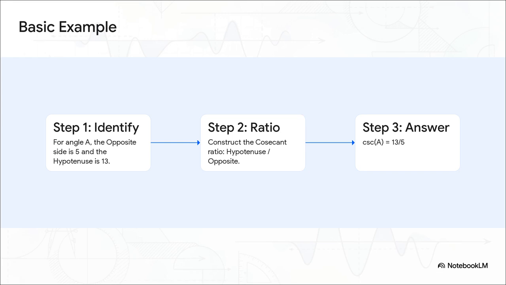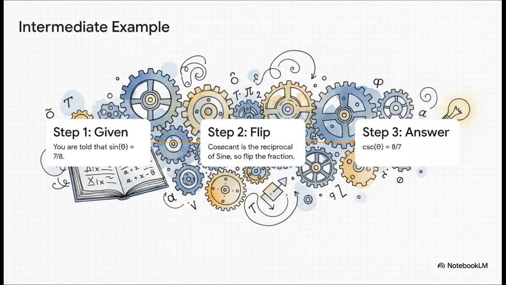So, let's take a look at this first example. Super straightforward. We need the cosecant of angle A. First step, find our sides. From angle A's perspective, the opposite side is 5 and the hypotenuse is 13. Next step, build the ratio. Cosecant is hypotenuse over opposite, so that gives us 13 over 5, and that's it. That's our answer.